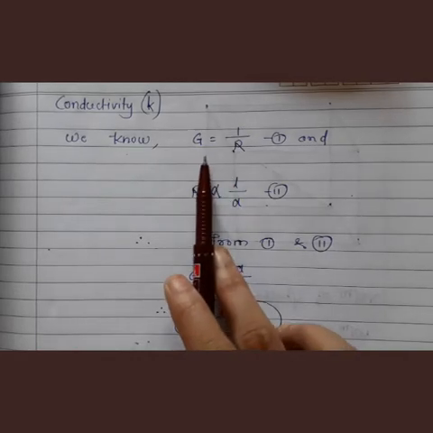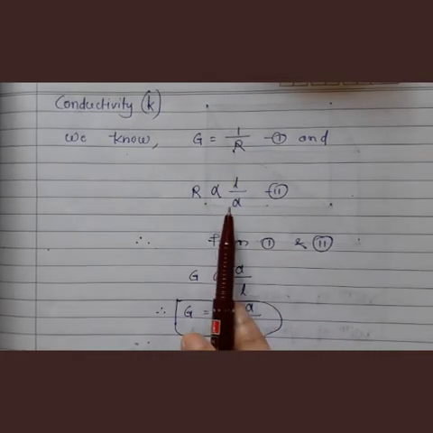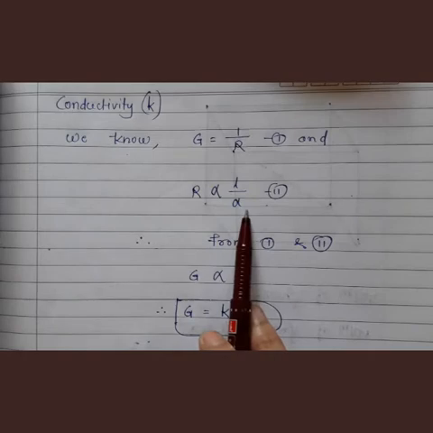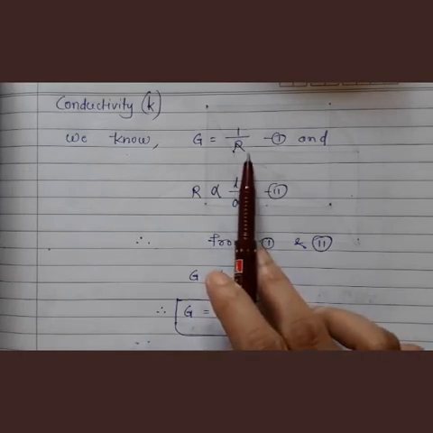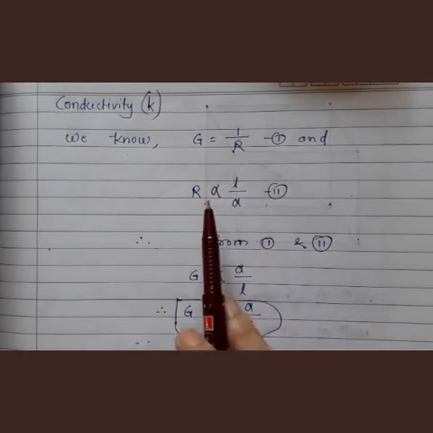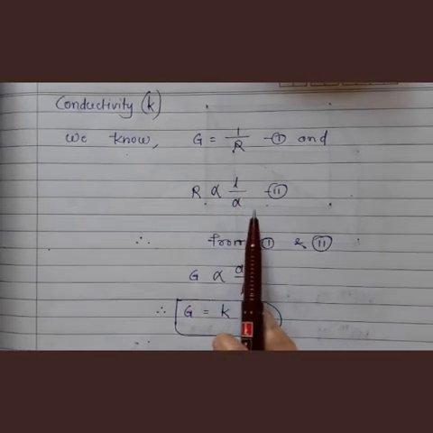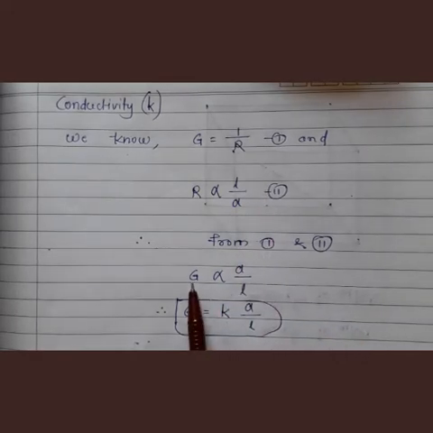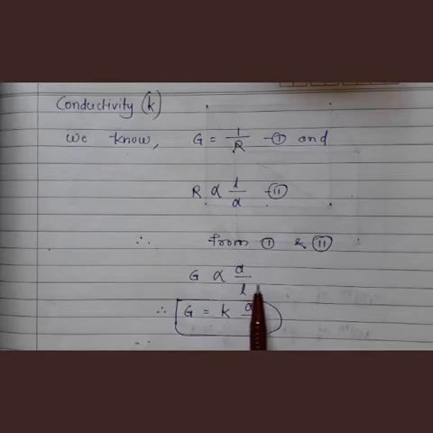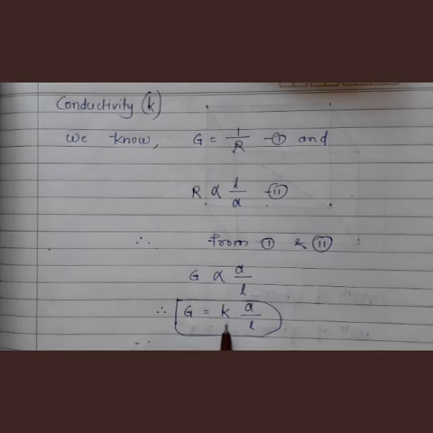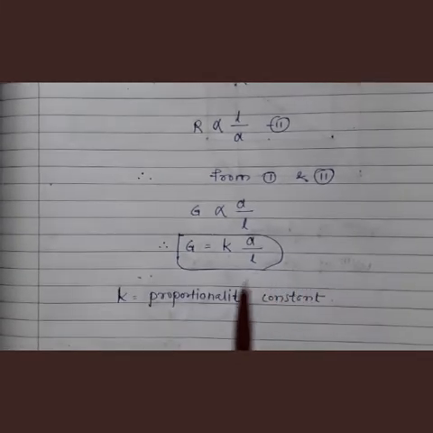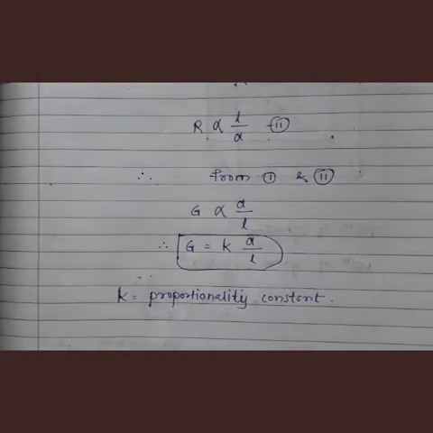G is inversely proportional to R and R is proportional to L upon A. As R is in the denominator, this term will become reverse, meaning G, electrical conductance, is proportional to cross sectional area upon length of the conductor. Therefore G is equal to K multiplied by A upon L, where K is a constant. K is called the proportionality constant.